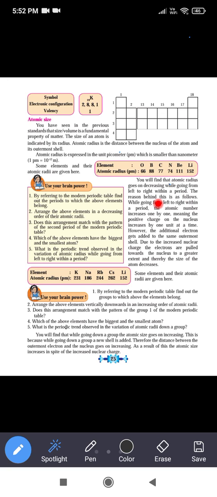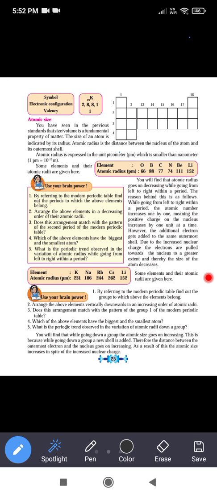The reason behind this is as follows. While going from left to right within a period, the atomic number increases one by one, meaning the positive charge on the nucleus increases by 1 unit at a time. However, the additional electron gets added to the same outermost shell. Due to the increased nuclear charge, electrons are pulled towards the nucleus to a greater extent and thereby the size of the atom decreases.